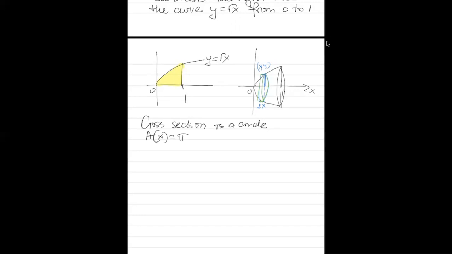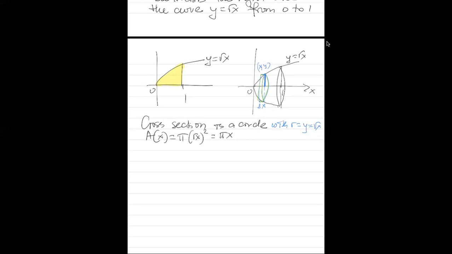I should write this down. Cross-section is a circle with radius equal to y. That's the y coordinate, but y is equal to square root of x because our point xy is on the curve y equals square root of x. So if this is our radius, square root of x, then the area, A sub x, would be pi r squared, or square root of x squared, which is pi x.